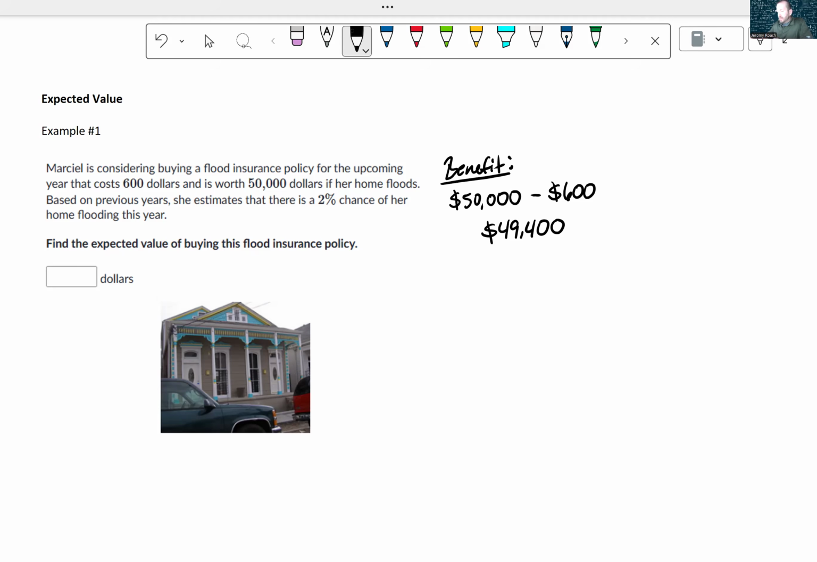So it says find the expected value. The notation for expected value is E(X). And if we want to find E(X) of it flooding, we put yes, floods, then that would be $49,400 times the 2% chance that it does flood. So we have an expected positive value that we would get back of $988.